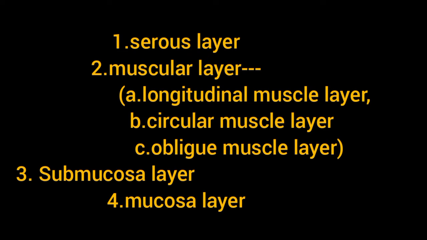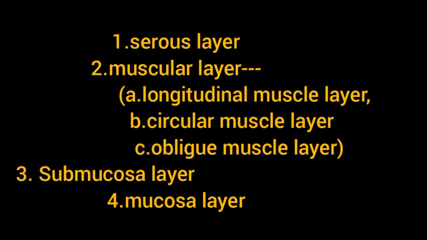Okay, now I will discuss the structure of the stomach. In the structure of the stomach we get the layers from outside to inwards. If we see the structure of the stomach, we get mainly four layers. The first layer is the serous layer, the second layer is the muscular layer, the third layer is the submucosal layer, and the fourth one is the mucosal layer. So we get four layers in the structure of the stomach.